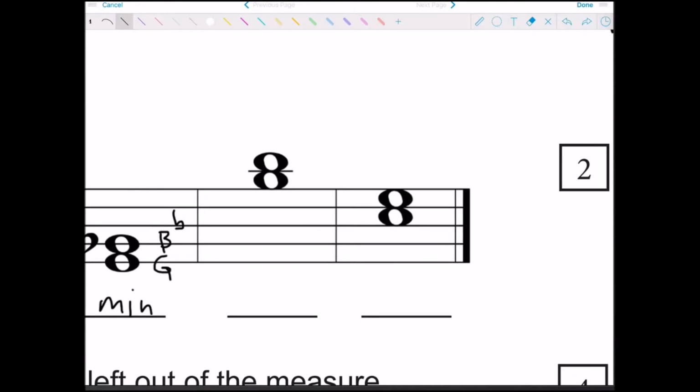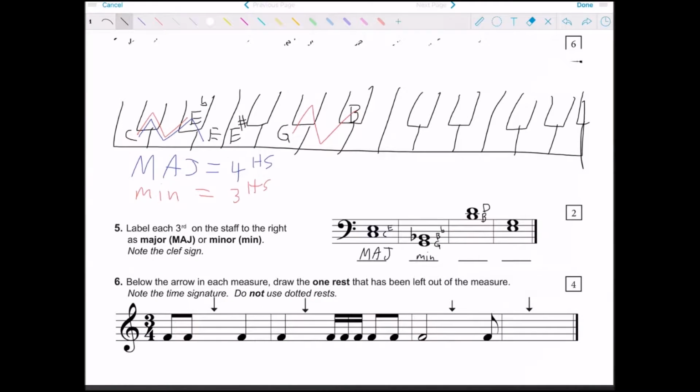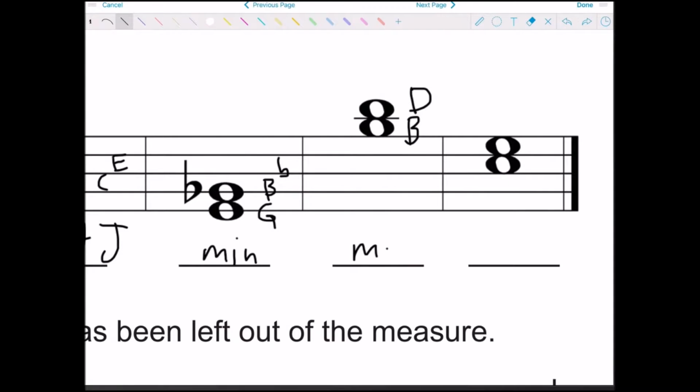Next, we have B and D. Okay, B. Whoops, I should have put a flat right here. That's a flat. That's a B flat. Okay, now B flat to D. Here's B flat. Here's D. That, if we count, is 1, 2, 3. That is 3 half steps. That is another minor third.